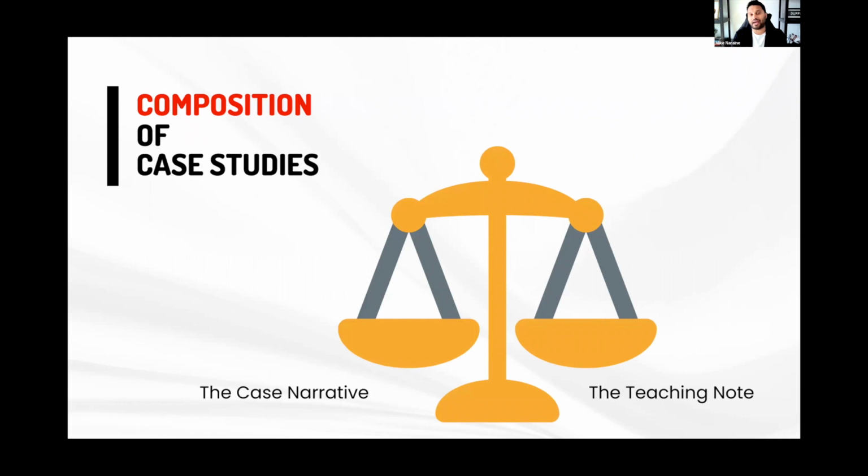So knowing that background from our first workshop, now let's get into the composition of case studies. So as I alluded to off the top today, there are two critical pieces to a teaching case study. There's the case narrative and the teaching note. So in today's workshop, we're going to be talking about the case narrative. And next week, or in our third workshop, we'll be talking about the teaching note.